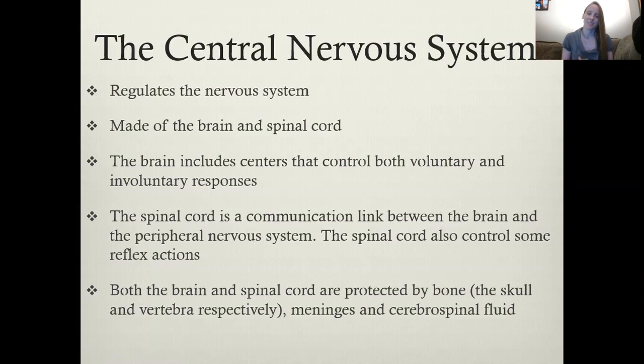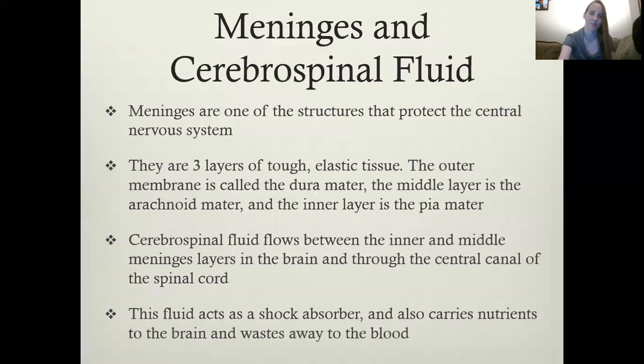Both the brain and spinal cord are protected by bone. You have the skull protecting the brain and your vertebrae, which protect your spinal cord. You also have meninges and cerebrospinal fluid, which add protection as well. The meninges protect the central spinal cord. They are three layers of really tough elastic tissue. You have the dura mater, the arachnoid mater, and then the pia mater, outside to inside.